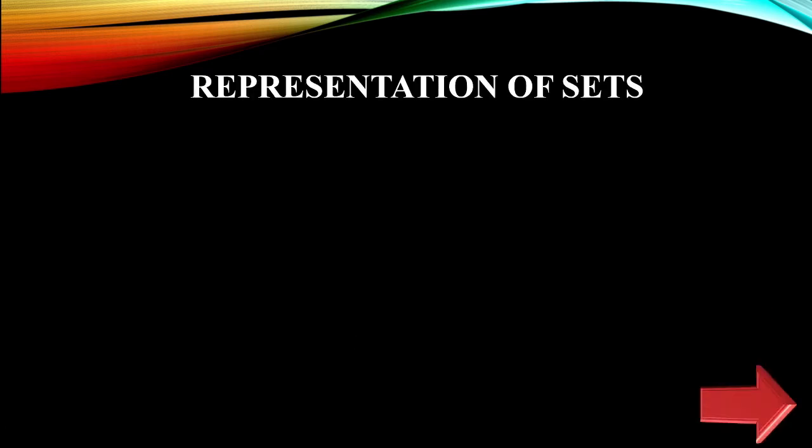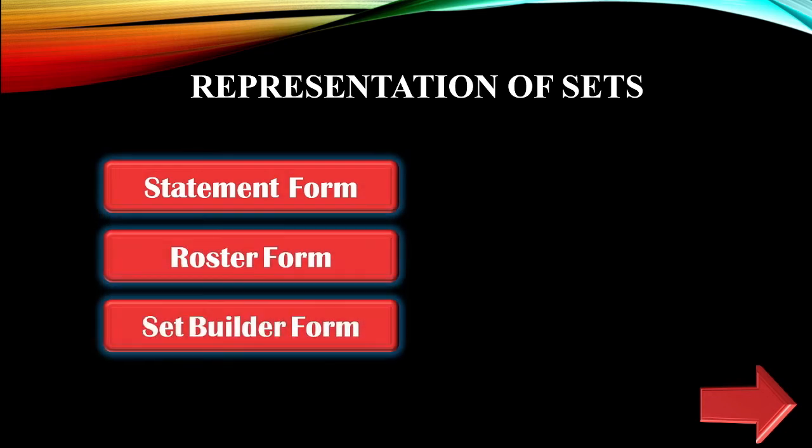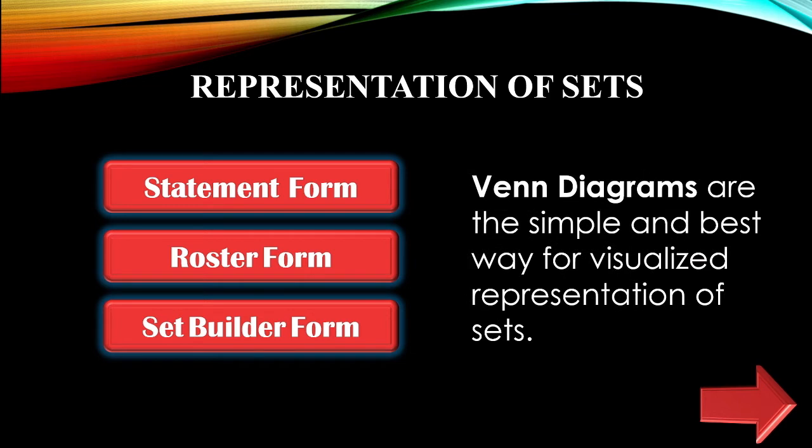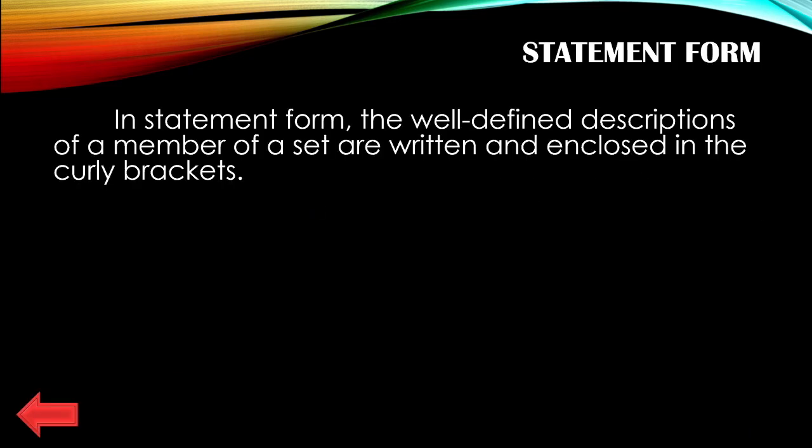Representation of sets. We have 3 forms to represent a set, and Venn diagrams are also a simple and the best way to visualize the representation of sets. So let us start with statement form. In statement form, the well-defined descriptions of the members of a set are given and enclosed in curly brackets, or some people call these braces.